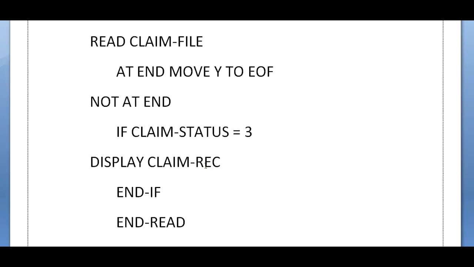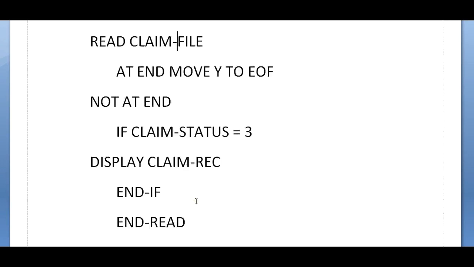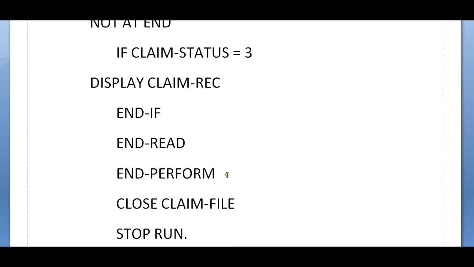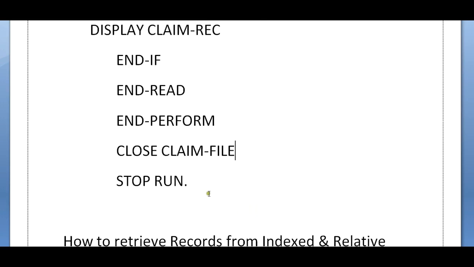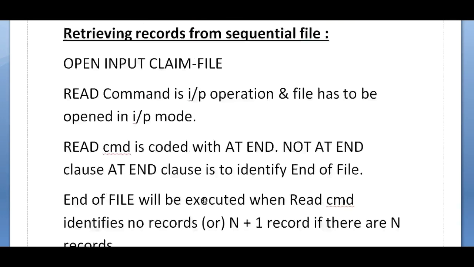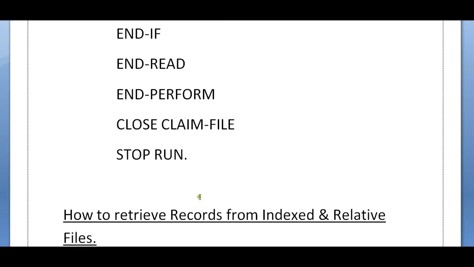Or else you can do many things. If your employee number equal to so and so number, or display, I mean it depends on your program and it depends on your process. I just tried to give a simple example over here. So display claim record and end-if, then end-read, then end-perform. Don't forget to close the file, and don't forget to stop run. So this was about how to read the file in the input mode, or retrieving the records from a sequential file.